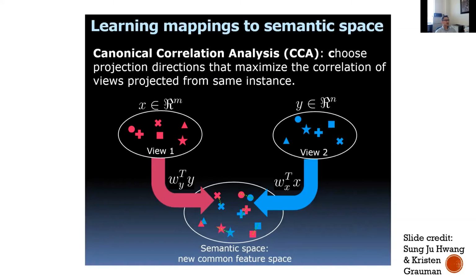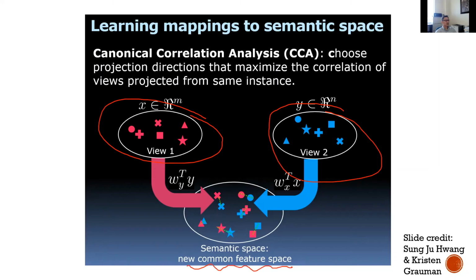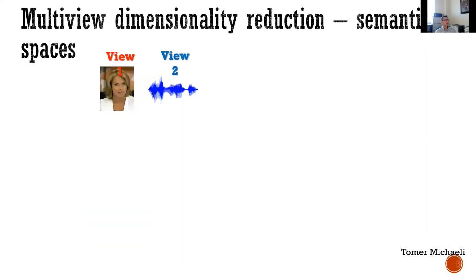So you may have data points from completely different views, and in this case, one from red, another from blue, and then you can merge them in a common feature space based on their semantic relationship. So that's the purpose or the goal of the CCA analysis, to find the projection direction that tries to maximize the correlation between two views projected from the same instance. So two views, you can see, okay, one is the image, for example, and another is the voice signal. You want to match them.